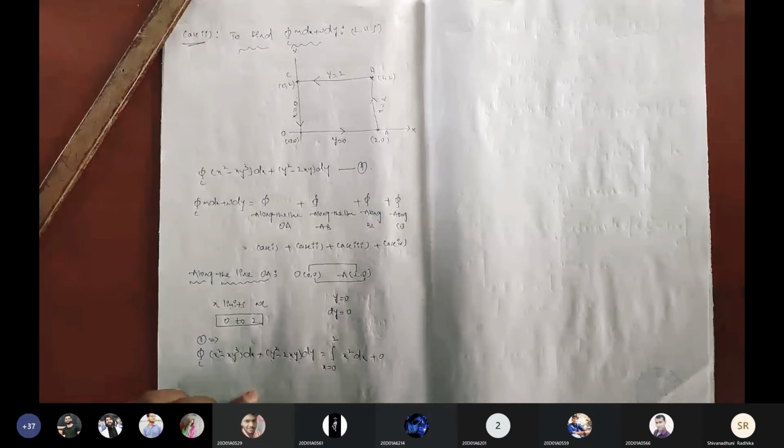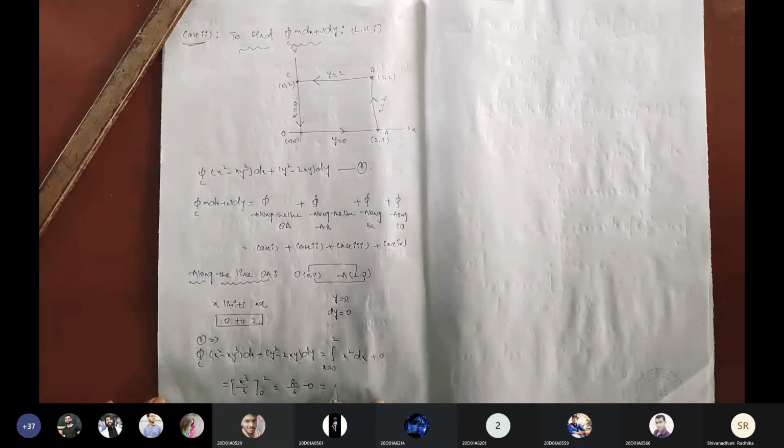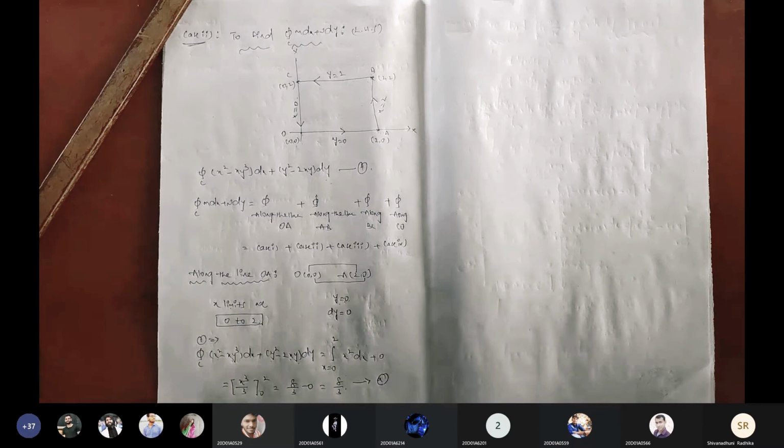So that equals what we get here, 0 is 0. Integration of x square is x cube by 3 and the limits are 0 to 2. 2 cube is 8, so 8 by 3 minus 0, lower limit. So that is 8 by 3. See, this is small a. Clear? Any doubt?